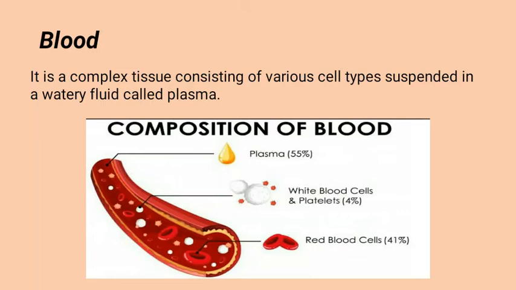Composition of blood. Blood is a very complex tissue which consists of various types of cells: red blood cells, white blood cells, and platelets. And these various types of cells are suspended in a watery fluid known as plasma.